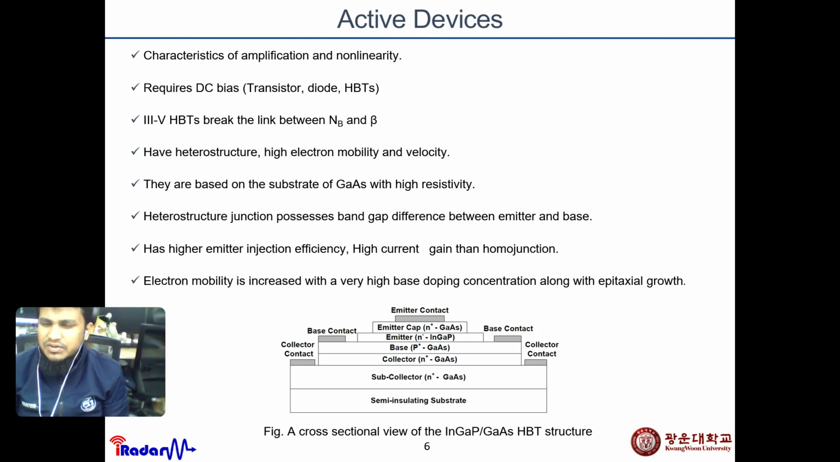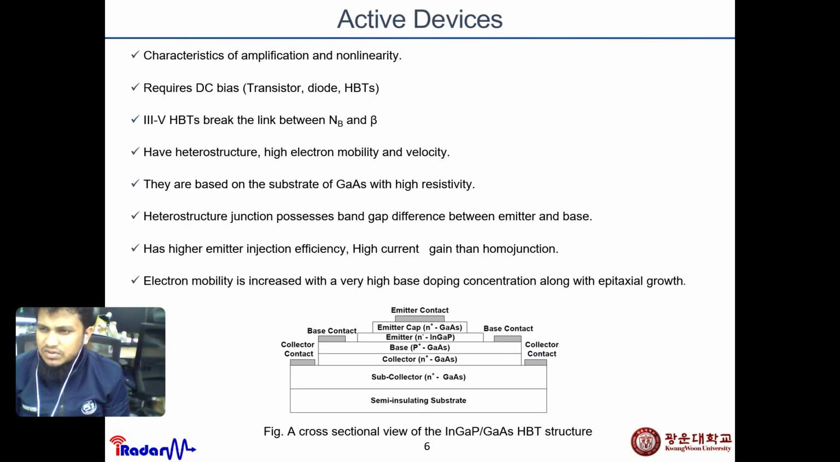It breaks the link between N and beta. Beta, we know, is a constant. There is a relation of alpha, beta, gamma also. We know the relation with beta means IC divided by IB. It has a heterostructure with high electron mobility and velocity. They are based on a gallium arsenide substrate with high resistivity. In the heterojunction process there is a band gap difference between emitter and base.